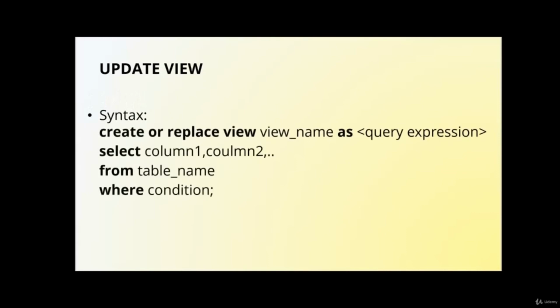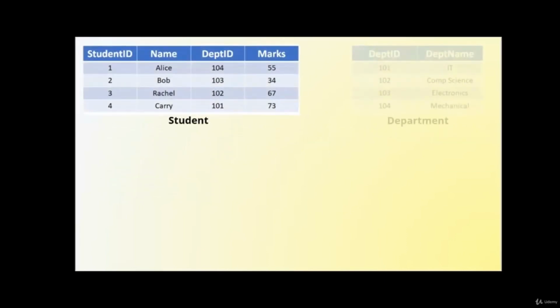Now let's see how you can update a view. So after creating a view, if you want to update it, like if you want to add an extra column in the virtual table or you want to delete a column, you can do it with the help of update view. The syntax for update view is create or replace view name as query expression, and select the column names from table names, and then there is the where condition. Let us understand it with the help of an example.